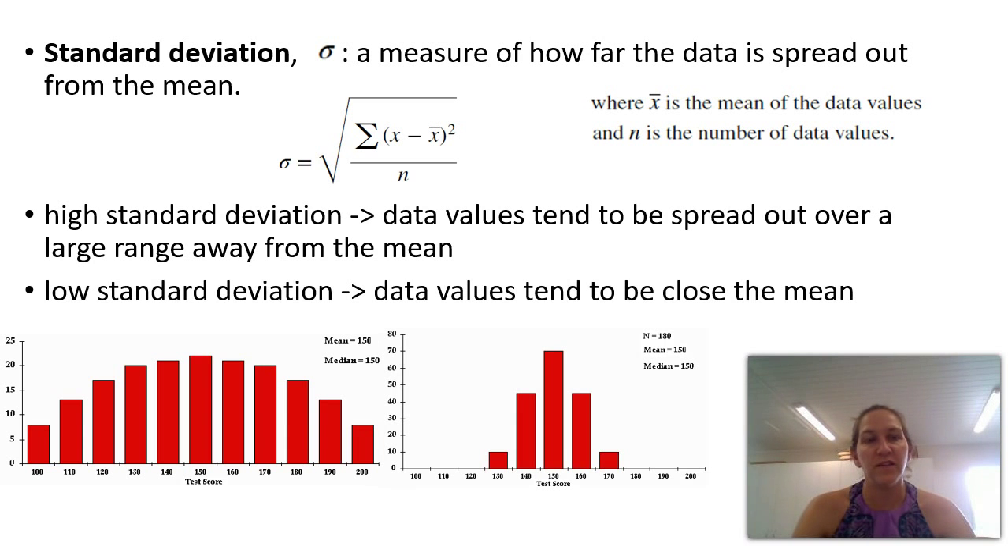If we look at this other data set, we have a low standard deviation here. Most of our data values are very close to the mean. Our mean is here, and as you can see, most of our data values are in this range, very close, and very few are spread out far away from the mean.